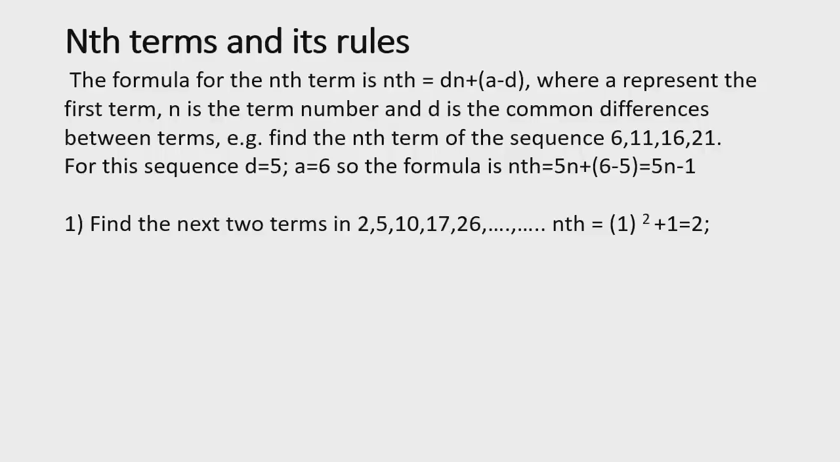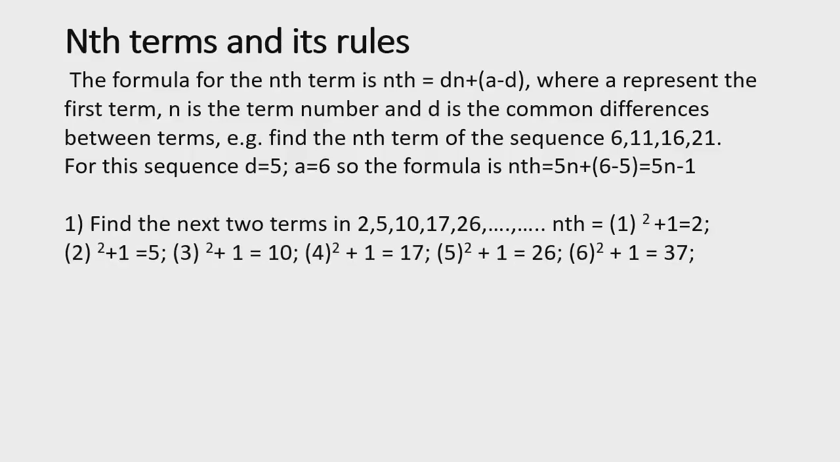Now, find the next two terms. For example, when you look at that one, they are giving you the number line 2, 5, 10, 17, 26. So now you need to find out the same way. You need to use the nth term, where A represents the first term and n represents the term number. When you use the formula, your answer will be as follows, as the one given over there.